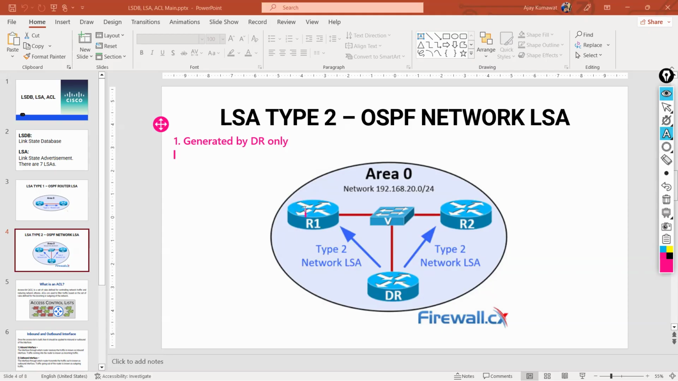So again, what will be the scope? Since we are talking about a single area only, this will remain within an area only. This type of LSA will also not go out of the area. Is it clear? Now let's go and check in our topology.